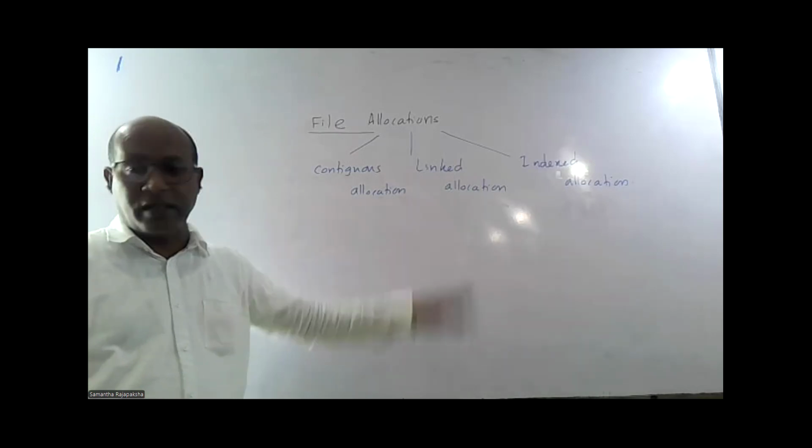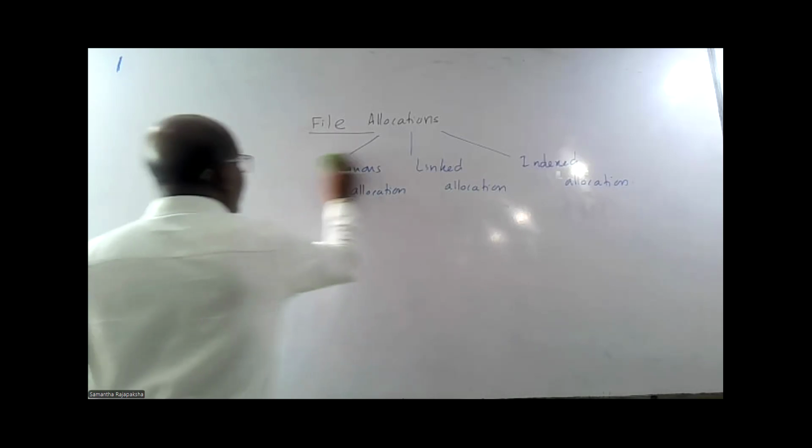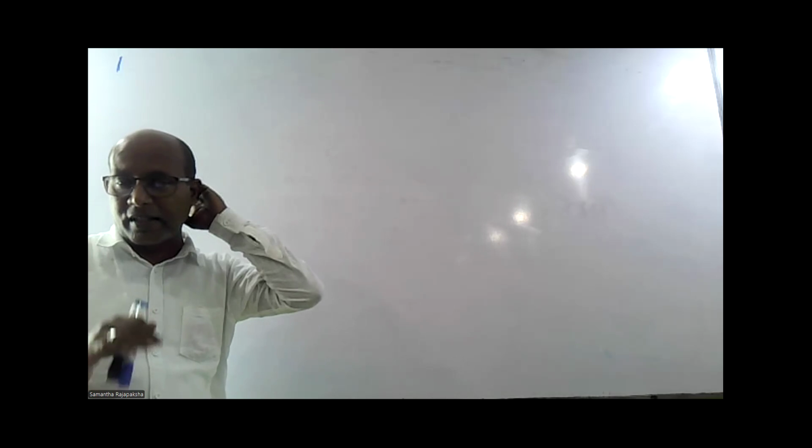You have to understand it carefully. Let's see each one. First one, contiguous allocation. This is not difficult actually, a very interesting and useful lesson. The cases are not difficult, the only thing is to understand it. Now, the first one is contiguous allocation.